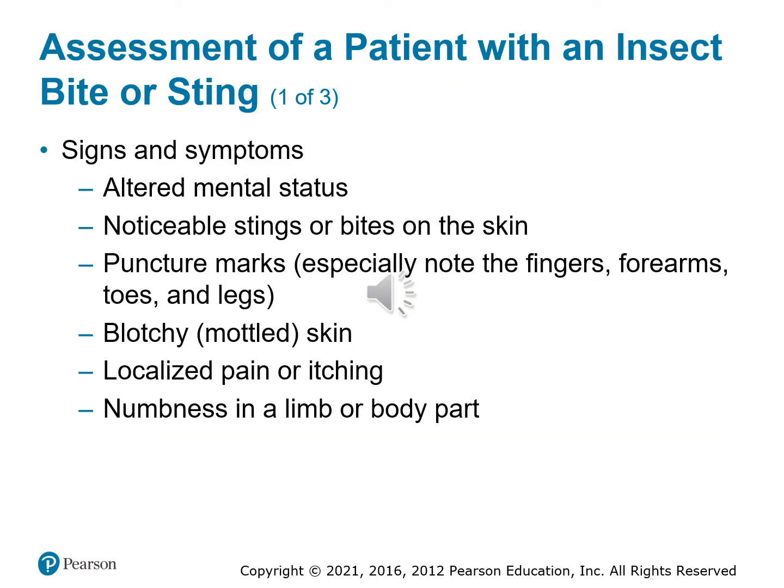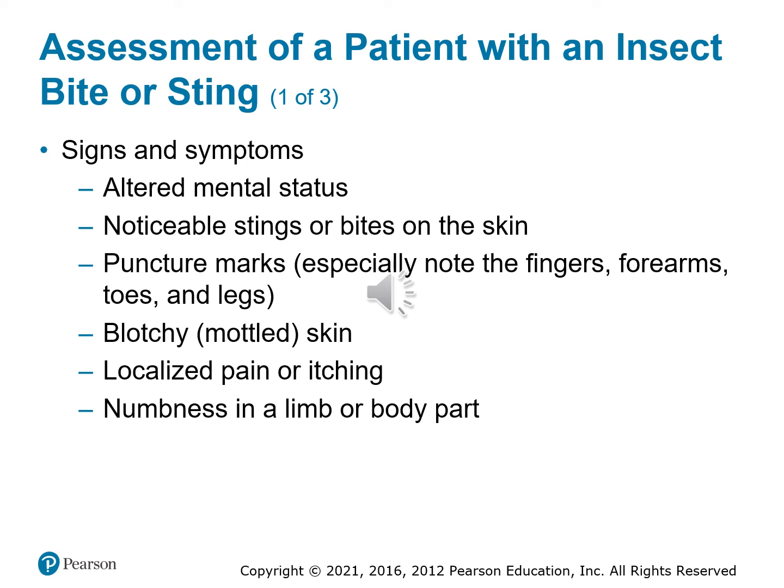So what are the signs and symptoms for a patient with an insect bite or sting? It can be anything up to altered mental status. You will probably see a noticeable sting or bite on the skin, as reflected in the picture before this slide. You may see puncture marks. You may see blotchy or mottled skin in the affected area. There may be localized pain or itching where the sting occurred, and you could actually have some numbness in a limb or body part.